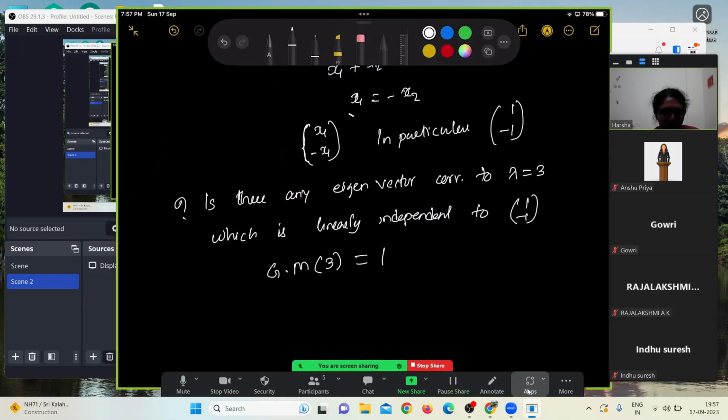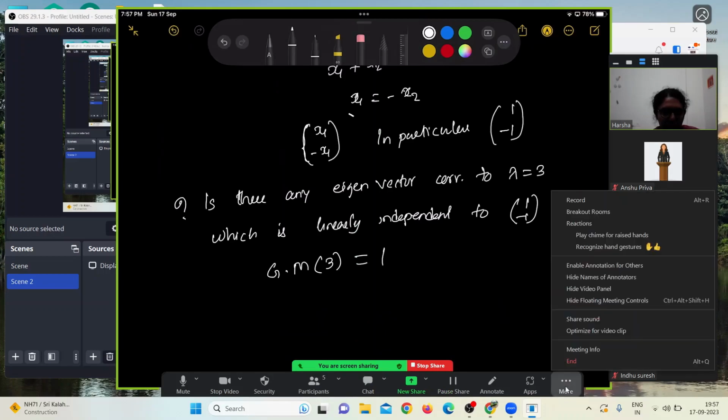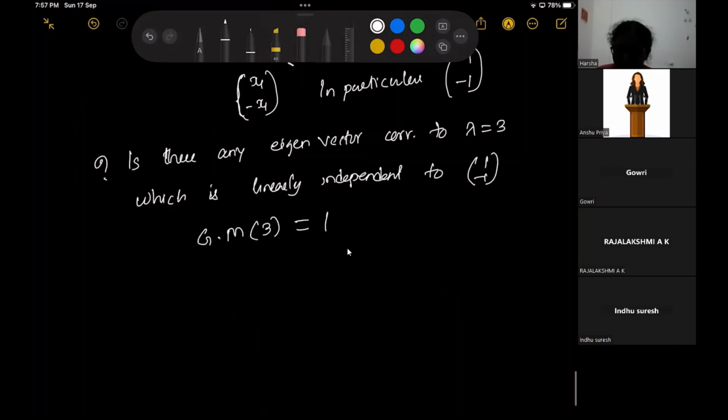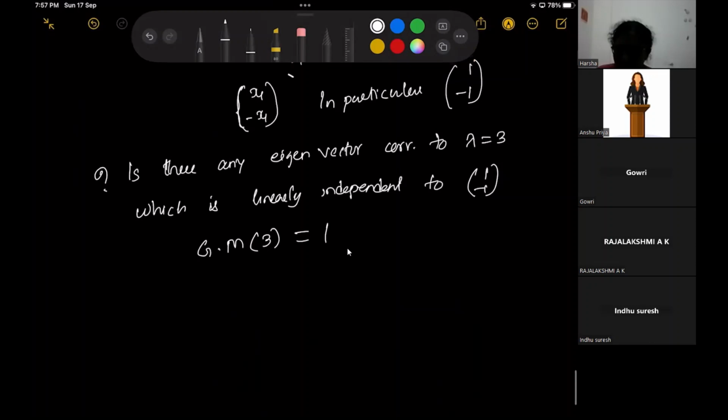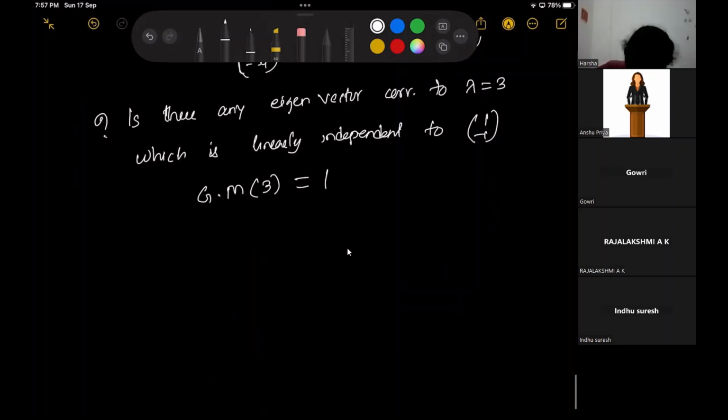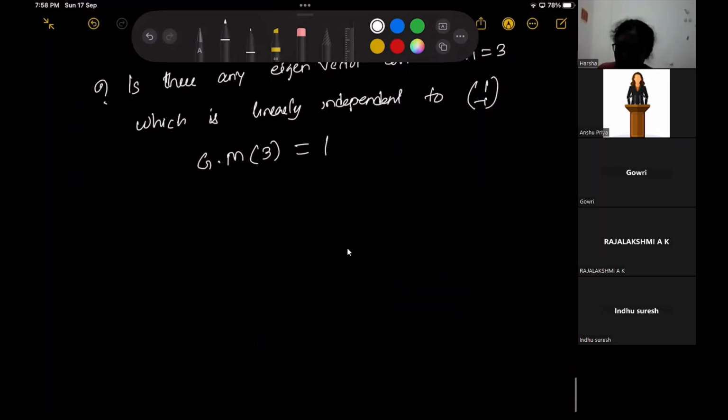Is this clear? Is there any doubt why this geometric multiplicity is 1? Is this clear, this geometric multiplicity? Yes, ma'am. Okay.